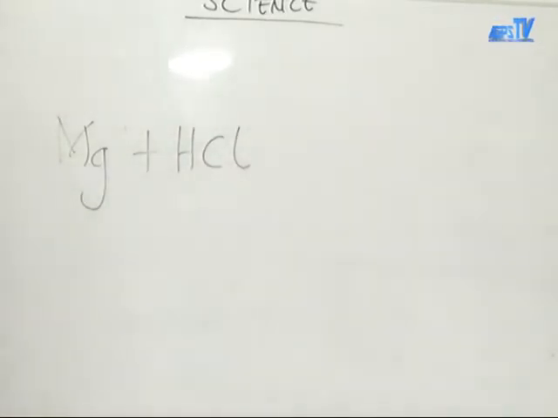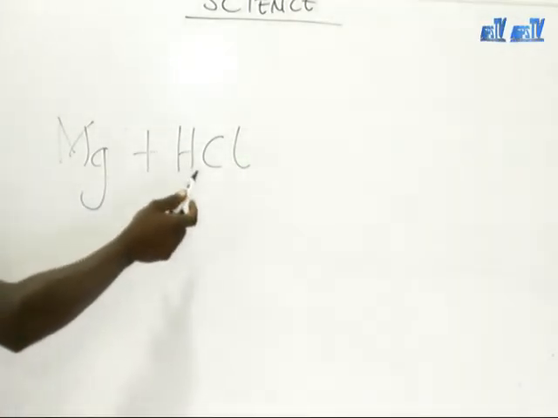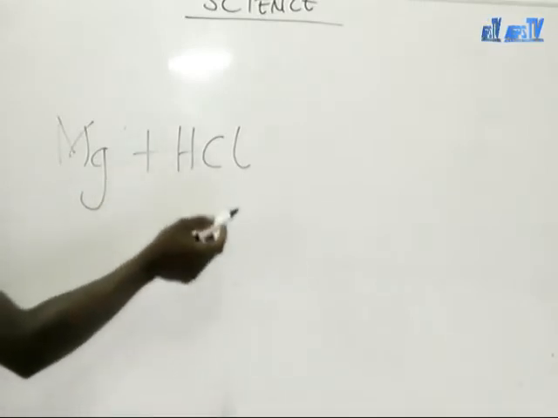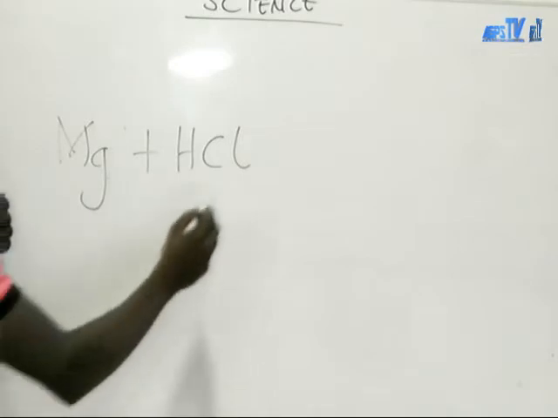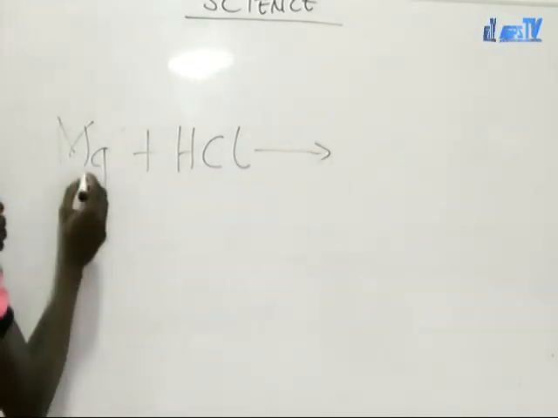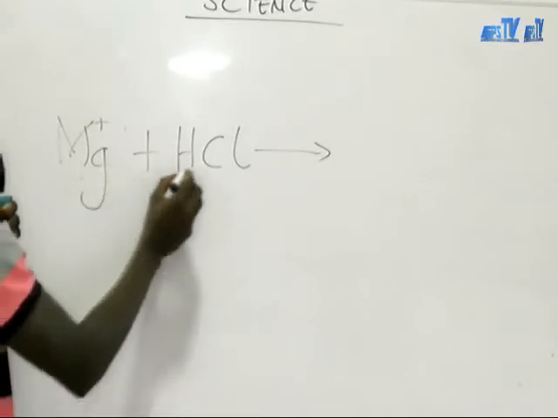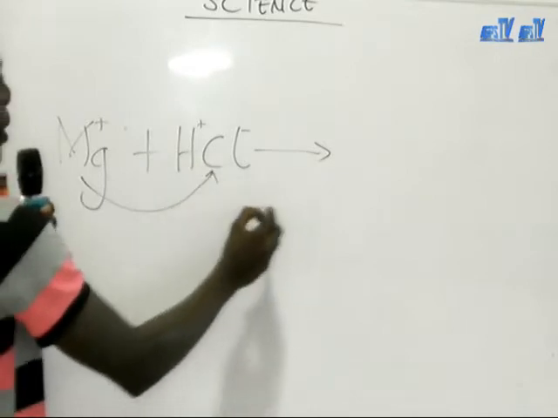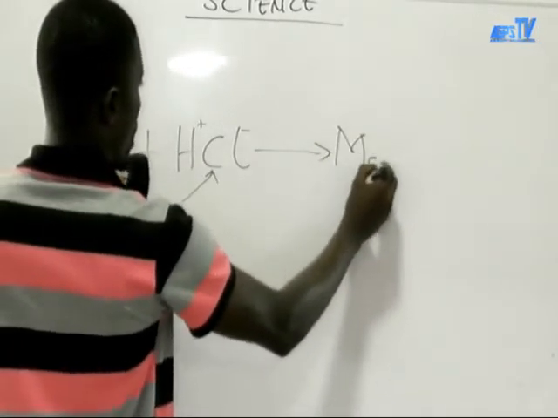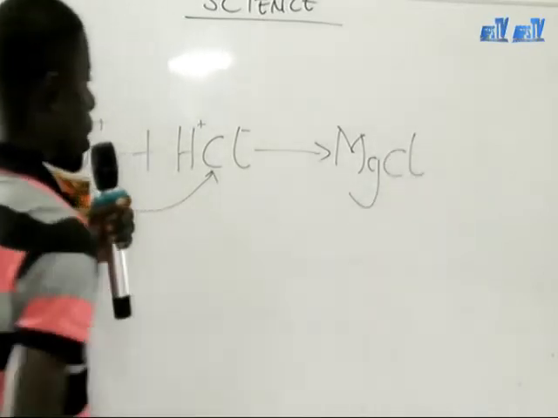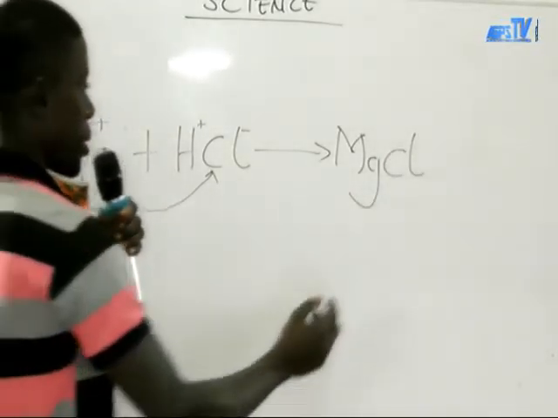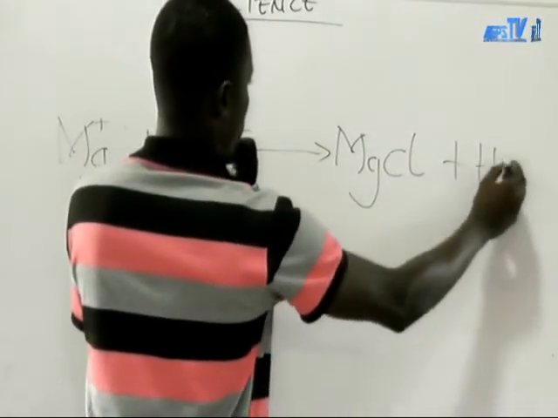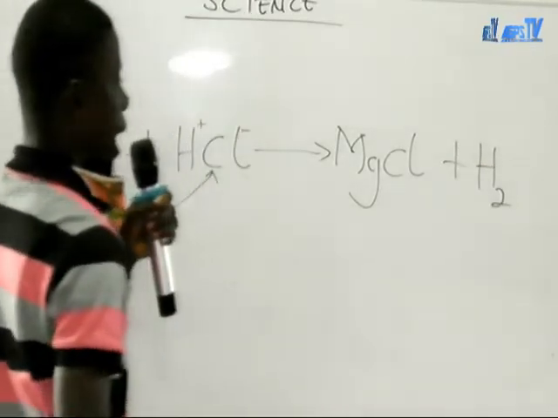Now you can see this is the metal and this is the compound. Magnesium reacts with hydrochloric acid to produce salt and hydrogen gas. Now let us balance this chemical equation. This is positive, and this is negative, so this will take this. We have MgCl. We have only this here, H2. This one must be a diatomic molecule.